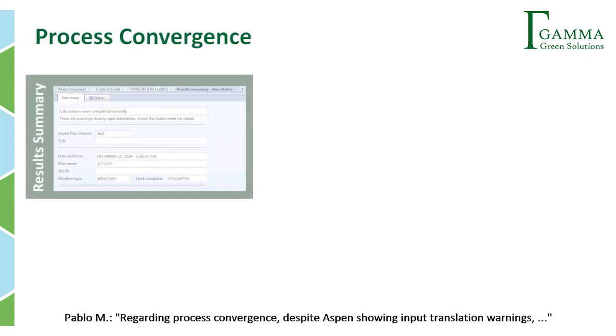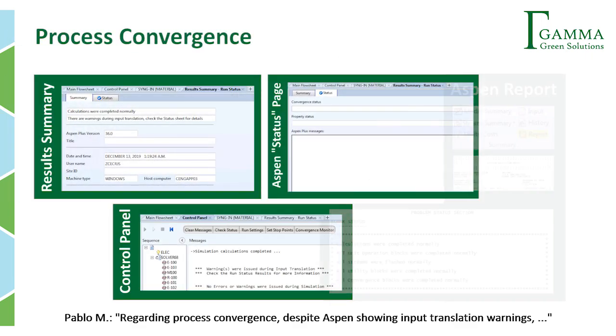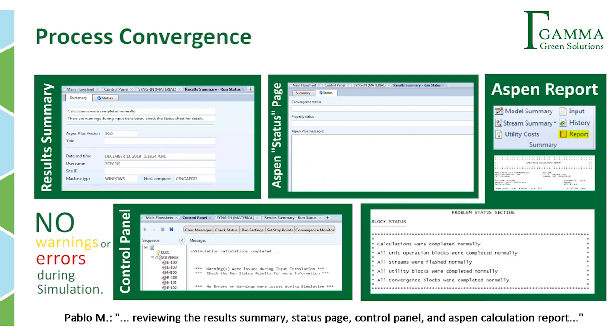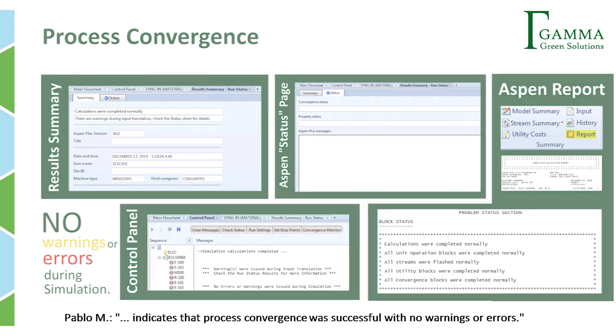Regarding process convergence, despite Aspen showing input translation warnings, reviewing the results summary status page, control panel, and Aspen calculation report indicates that the process convergence was successful with no warnings or errors.